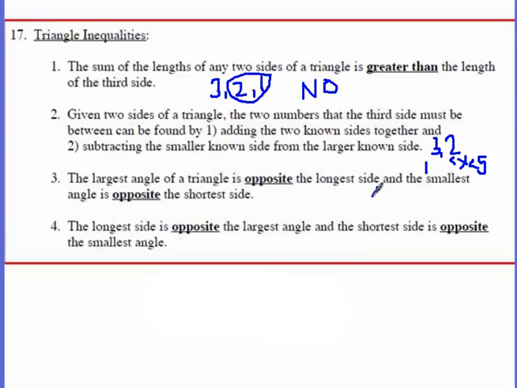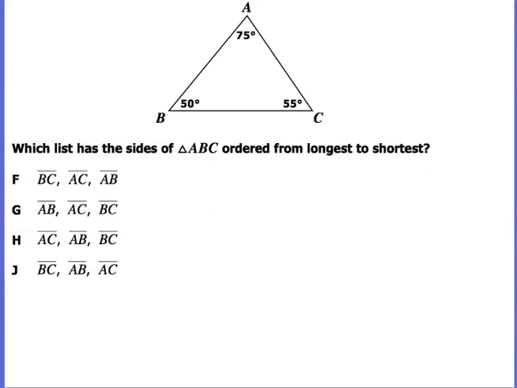Another idea that we need is that in a triangle, the smallest side is across from the smallest angle, and the biggest side is across from the biggest angle. Okay, let's look at some practice questions.